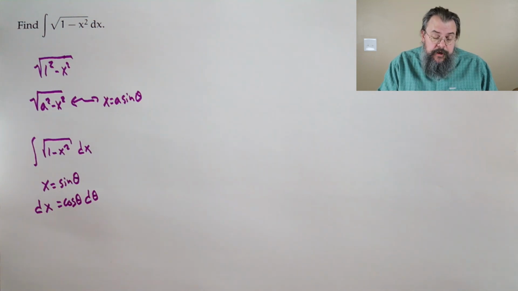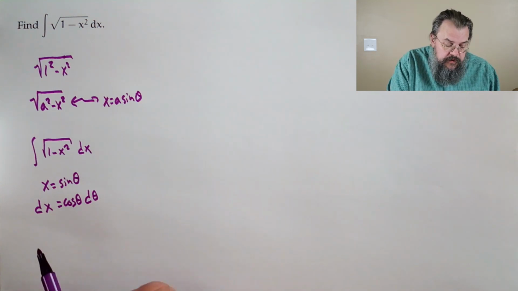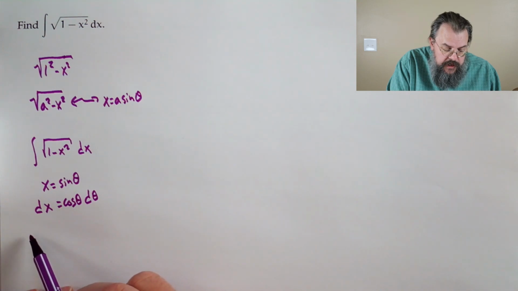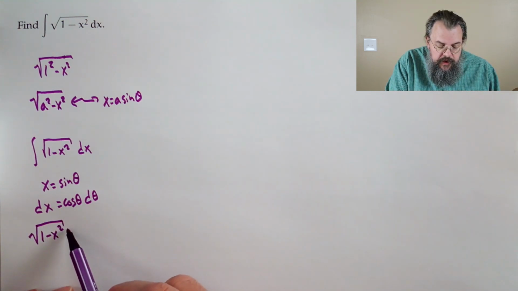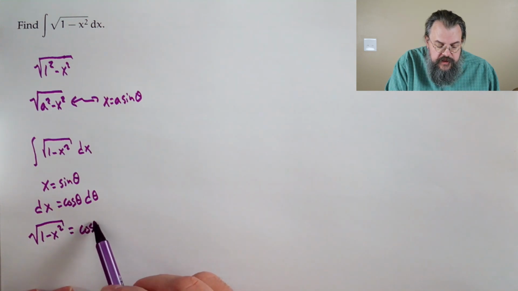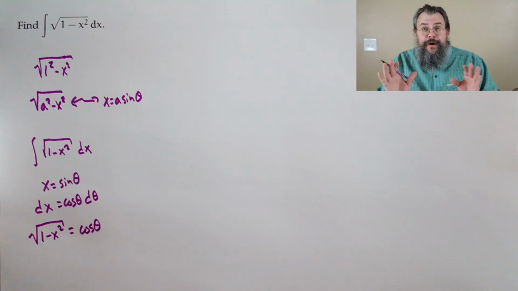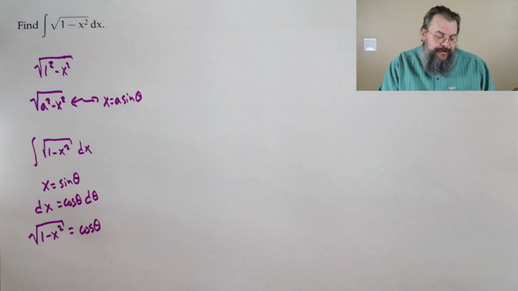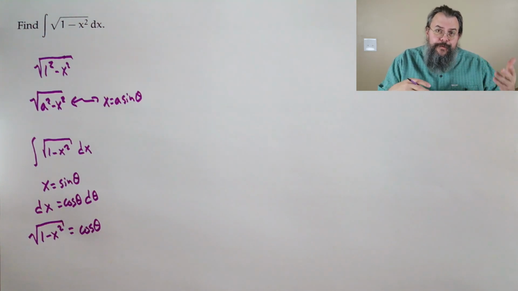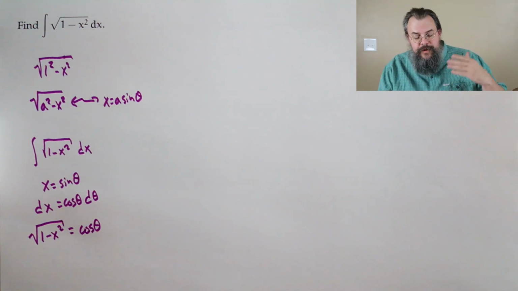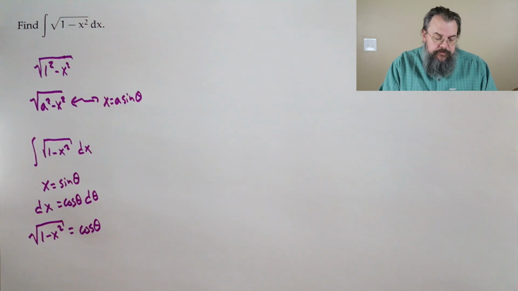Okay, what else do we need to know? Well, we should know a couple of things. We should actually say, what is the square root of 1 minus x squared? Well, the answer is it's cosine. We're not going to worry about things like absolute value. All right, good. So, if you're wondering, where does that come from? Well, it's 1 minus sine squared is cosine squared. Square root of cosine squared is cosine.